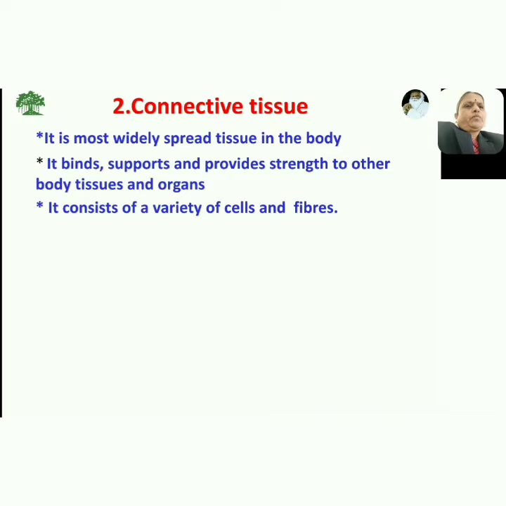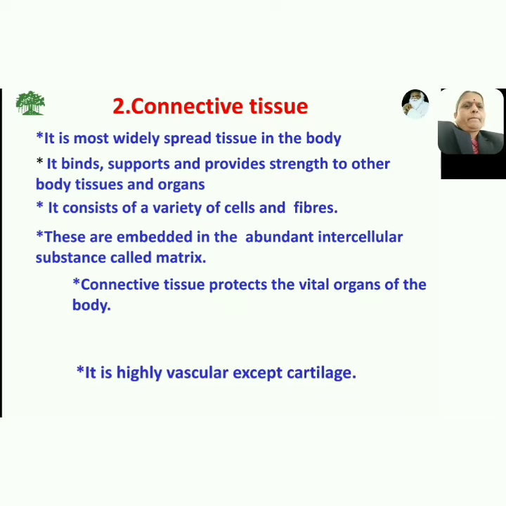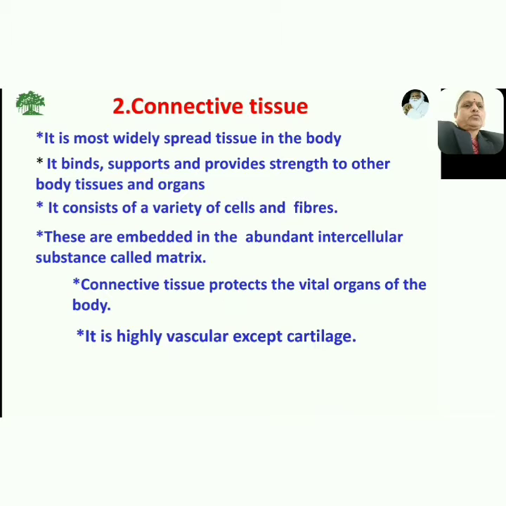It consists of a number of cells, a variety of cells are there in this tissue, and also it is made up of fibers, white fibers and yellow fibers. They are embedded in the abundant intercellular substance called matrix, ground substance. Connective tissue protects the vital organs of the body. It is highly vascular tissue except cartilage. It acts as a packing material and also helps in the healing process.